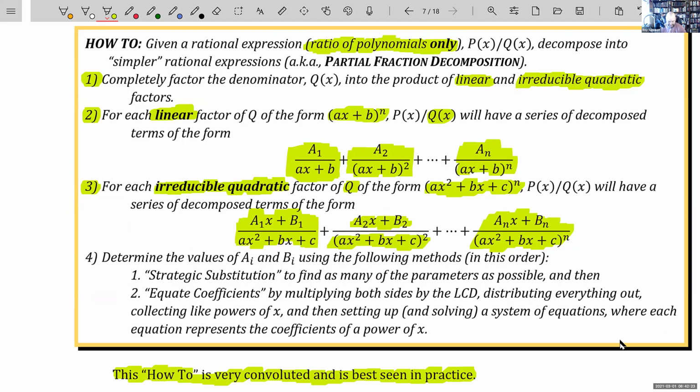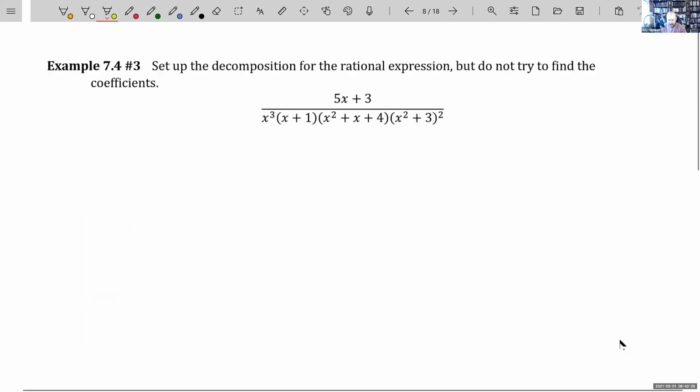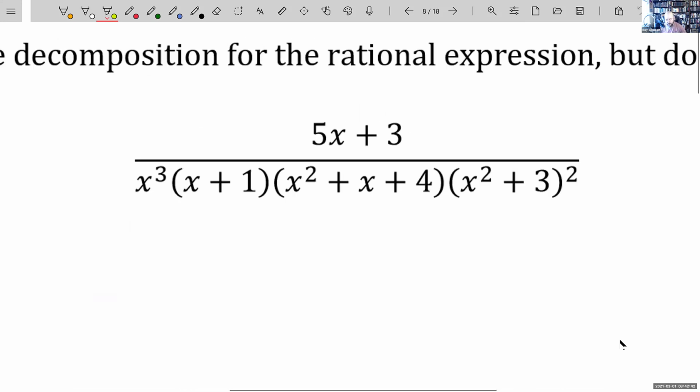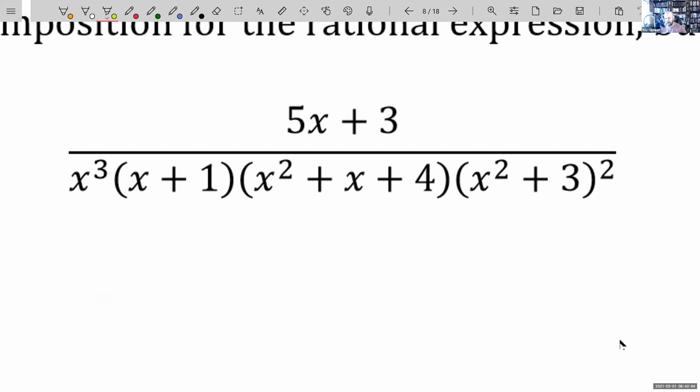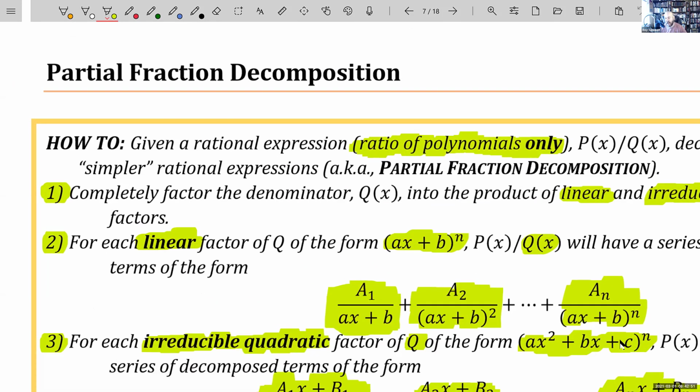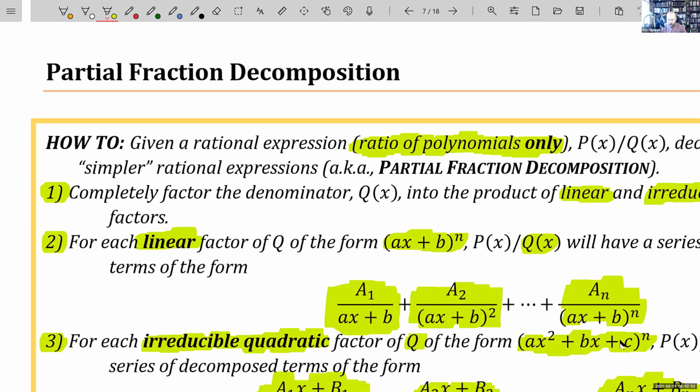All right. So let's go ahead and just do something simple. I say simple, but it looks pretty terrible. Set up the decomposition for the rational expression, but do not try to find the coefficients. So this one example will give you the whole idea of what I just said in the previous page. I already pre-factored the denominator for us. So step 1 on the previous page, which said completely factor the denominator, I've already done. So we're okay there.